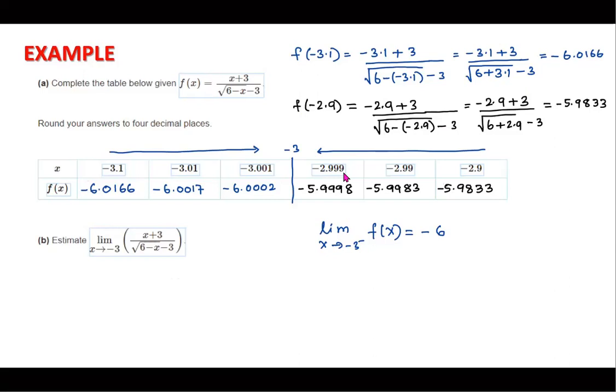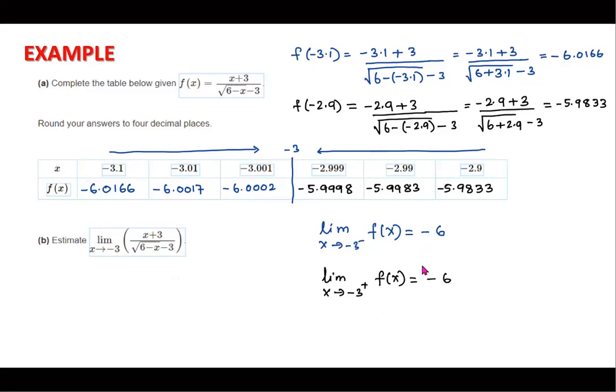If you observe this carefully, the limit as x approaches negative 3 from the right, from the values that are greater than negative 3, of the function, you can see negative 5.9833, 5.9983, 5.9998. That means these values are also approaching negative 6. So this limit is also negative 6.